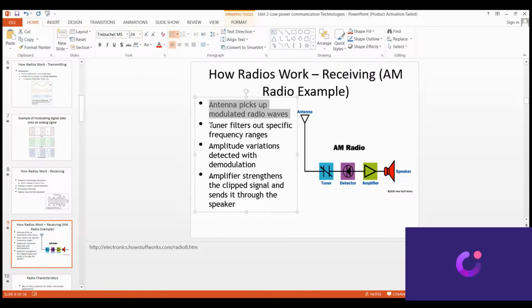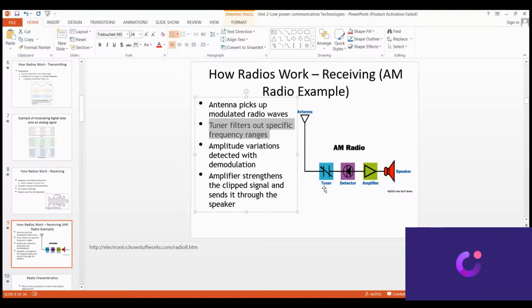Okay, then from the antenna we have the filter, or the tuner rather, that filters out specific frequencies. You've seen even when you are trying to get a particular radio station, even in your car, you find that you need to use a tuner, so that you are able to tune to a specific frequency, which will come out clear without any distortion.